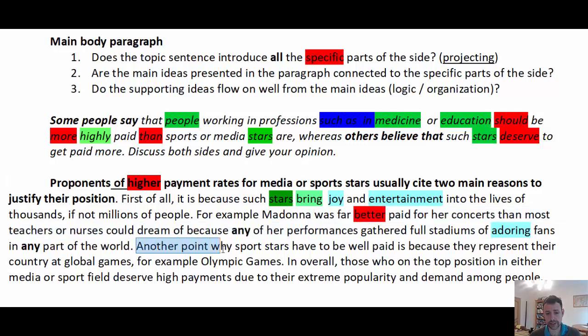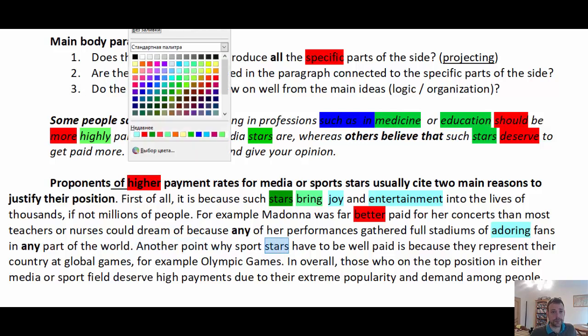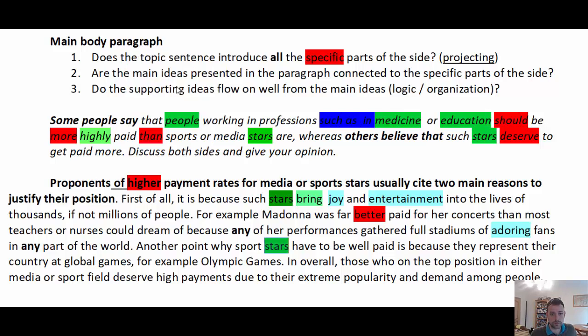Another point why. So that's linking on to our second point. So again, let's have a look. Stars. Okay, so we've got stars. Should be a bit darker there. Okay. Problem here is we've got sports stars. It's a little bit dangerous. And this is where it's really difficult sometimes, because in the specific exam task, it says sports or media stars. The good news is that they have or. So I'll put that in red actually.